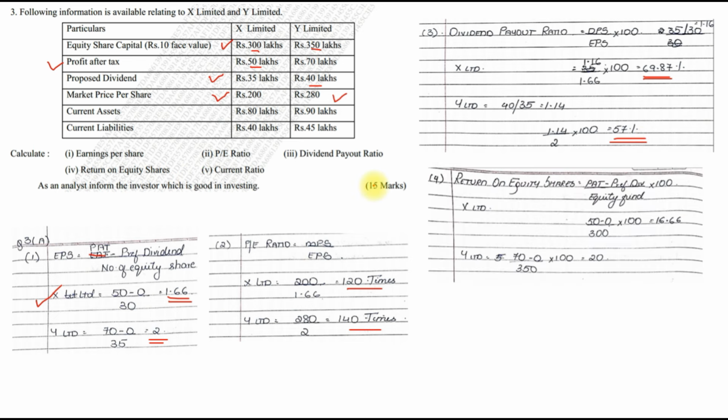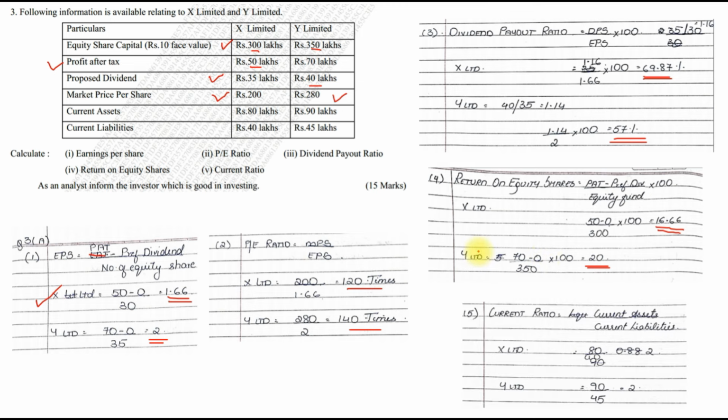Next is return on equity share. Formula is PAT minus preference dividend upon equity fund into 100. Profit after tax is given for both, 50 and 70. Preference dividend is not there. Equity fund is 300 and 350 respectively. So 50 minus 0 upon 300 into 100 is 16.66%. 70 minus 0 upon 350 into 100 is 20. So the return on equity share of X is 16.66, and for Y it is 20.